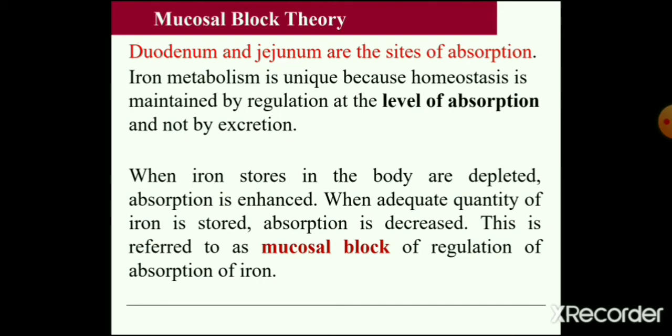Its level is not maintained at the level of excretion, only at the level of absorption. When iron stores in the body are decreased or depleted, absorption is enhanced. When an adequate quantity of iron is stored, then the absorption is decreased. So whenever there is more need of iron, more absorption occurs, and if there is enough iron in the body, the absorption is decreased. This is referred to as the mucosal block of regulation of iron absorption.